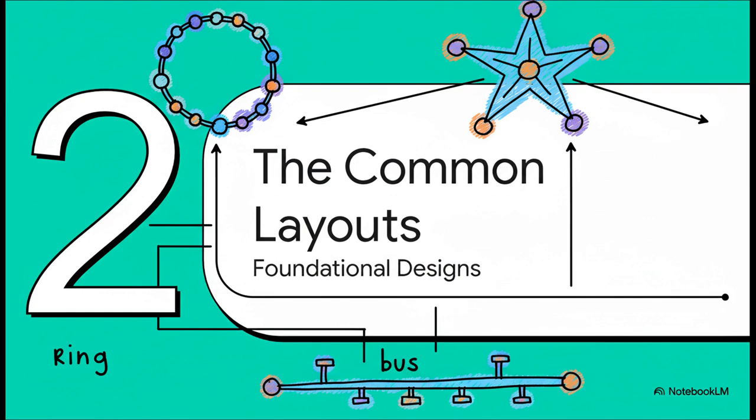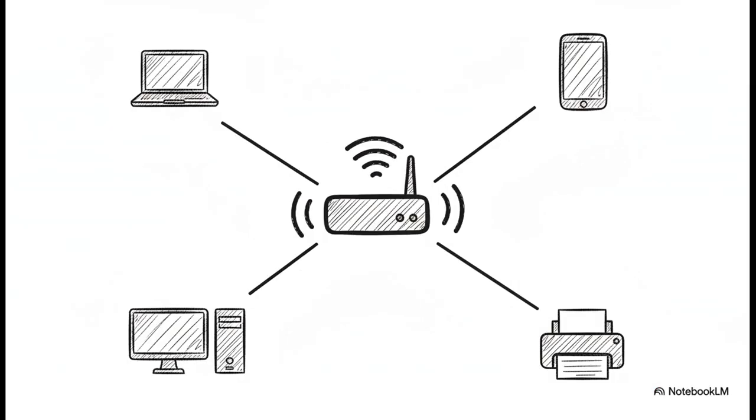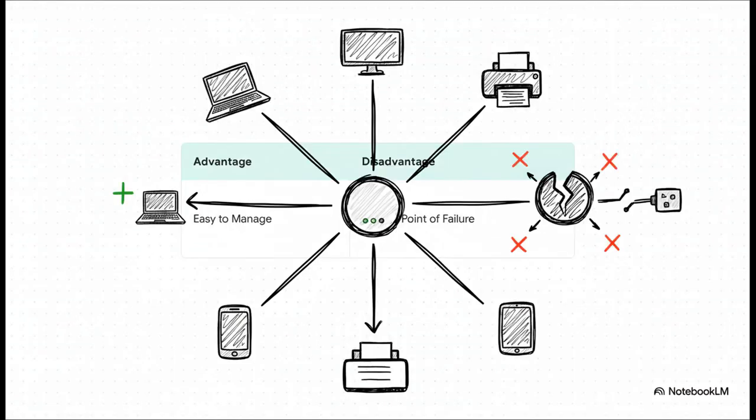Okay, now that we've got that down, let's get to the fun part, exploring the actual designs. These are the classic, foundational ways that most networks are put together. We're going to kick things off with the one you've absolutely run into, probably in your own home. It's called the star topology, and there's a very good reason it's become the go-to for most home and office networks today.